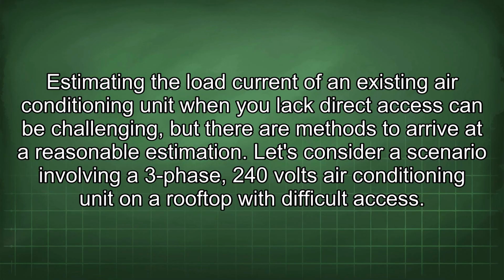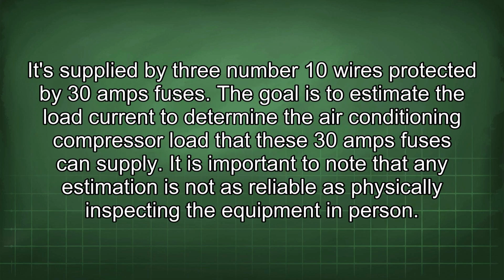Estimating the load current of an existing air conditioning unit when you lack direct access can be challenging, but there are methods to arrive at a reasonable estimation. Let's consider a scenario involving a three-phase, 240 volts air conditioning unit on a rooftop with difficult access. It's supplied by 3 number 10 wires protected by 30 amps fuses.